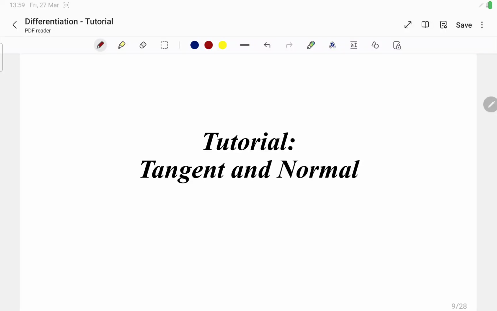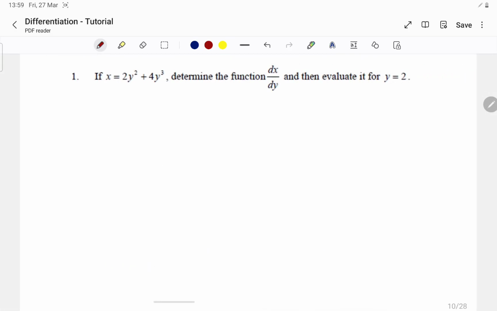Hi, and now we proceed to the next subtopic, which is tangent and normal. Okay, so for the first question, they say if x is equal to 2y squared plus 4y cubed, determine the function of dx over dy and then evaluate it for y equal to 2.